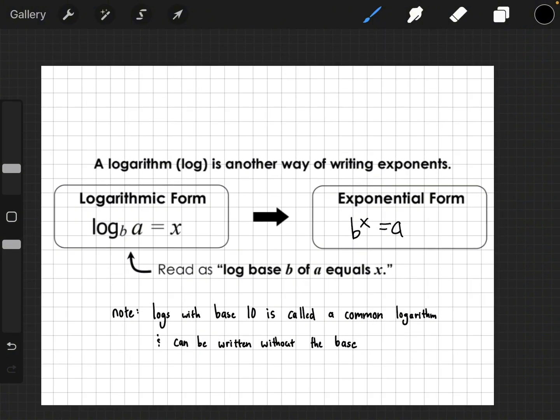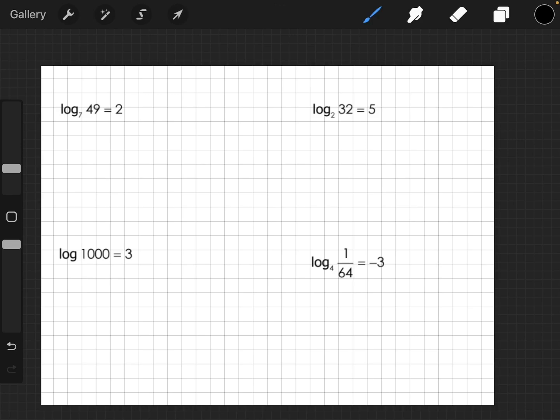Note that logs with base 10 are called common logarithms and can be written without the base. So log base 10 of x just looks like log x. Here we'll practice changing between the forms.